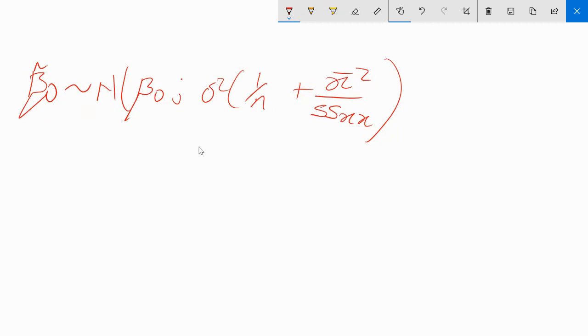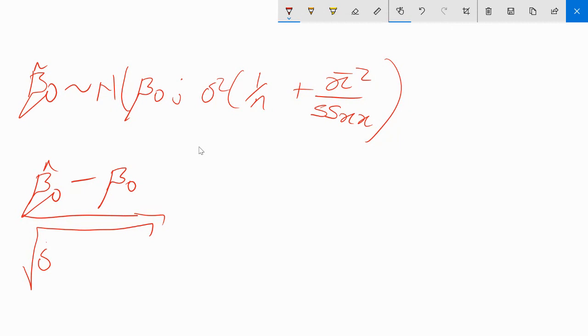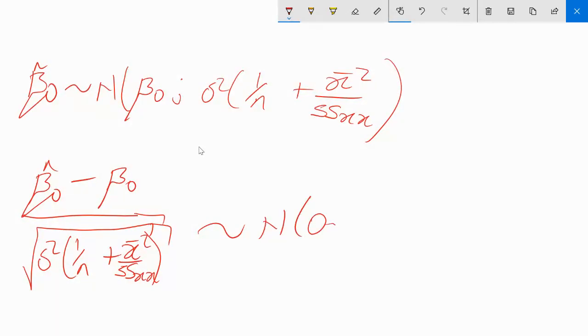And we can standardize this because beta 0 hat is a random variable. So we can standardize this random variable by subtracting the mean and dividing by the standard deviation. The standard deviation will be the square root of sigma squared into 1 over n plus x bar squared over SSxx. And this follows a normal distribution as well, with a mean of 0 and a unit variance. So this is equal to Z.